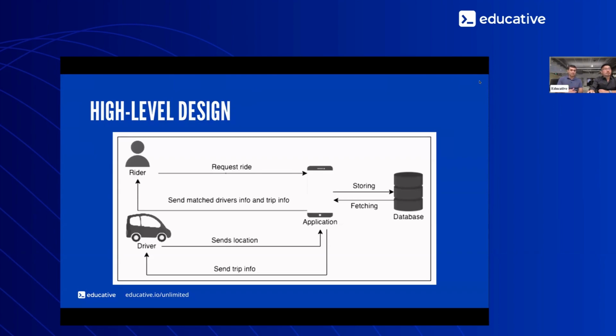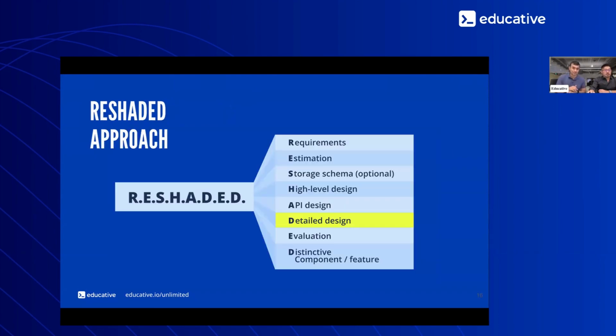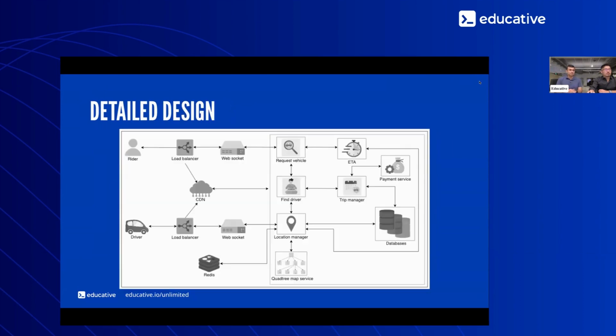So let's look at the low-level design, the detailed design as well, of the same problem. Yeah, so now the detailed design has more things. It has a payment service, and it has ETAs, and it has a little bit more interaction between how the request ride API works. And of course, this design still is a little bit vague on how databases work.